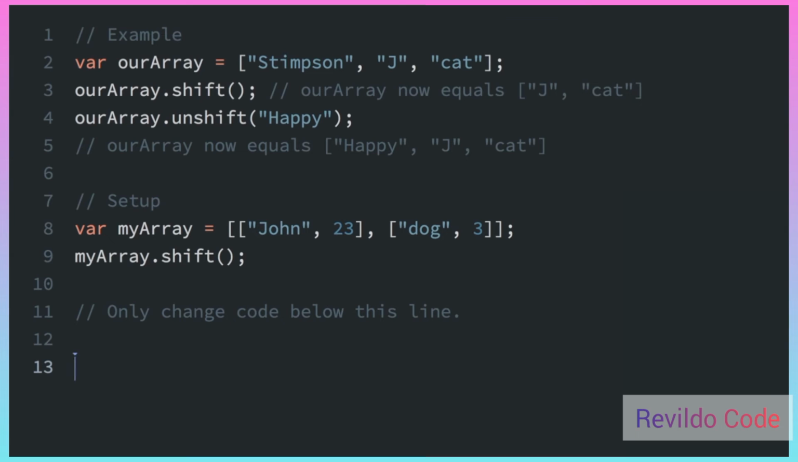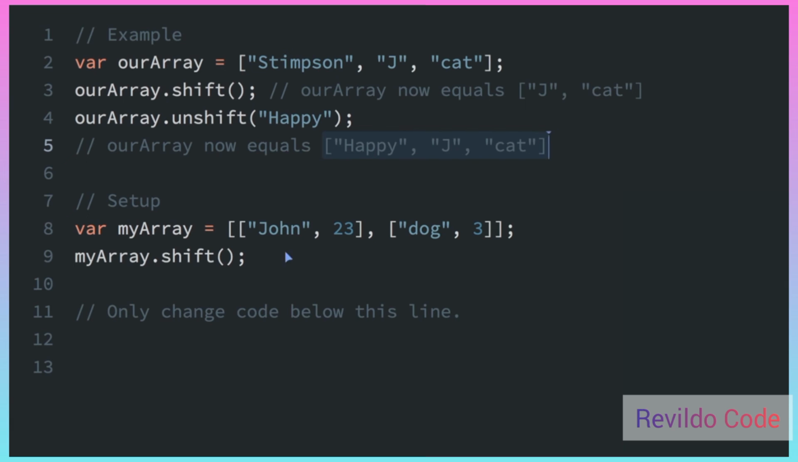The unshift function is similar to the push array function. While push adds an element to the end of the array, unshift adds an element to the beginning of the array. So let's look through this example code. We have the array, Stimson J cat. We're going to shift off the first element, remove the first element. So our array is J cat. Now we're going to unshift or add an element at the beginning, which is the string happy. So the array will now be happy J cat.